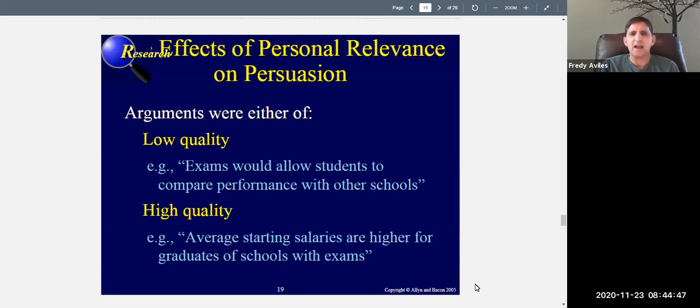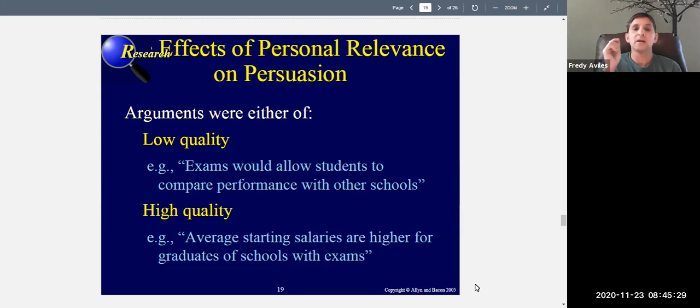That's not a very good argument for having an exit exam, an exam that must be passed before graduation. It's basically saying, we'll see where we stand relative to other schools. Like, so what, right? That's a low quality argument. Not a very good argument for having a mandatory exam. A high quality argument would be the average starting salaries are higher for graduates with these exams. That argument is saying, if you come from a school that has these exit exams, that means that you've proven that you really know a lot. And therefore, you're likely going to get a better job with better pay. That's a good argument for convincing students to have these exams, right?